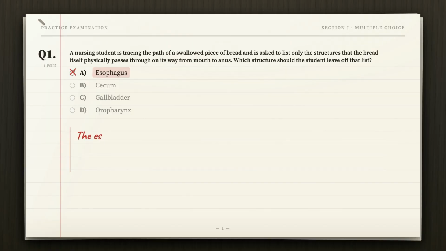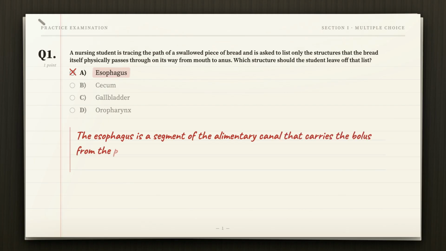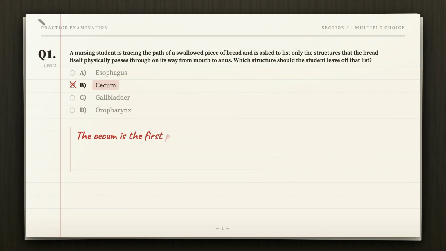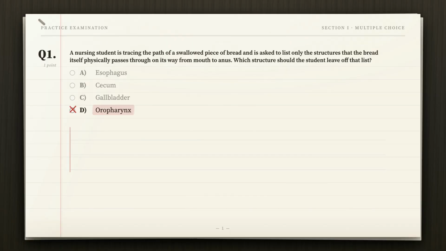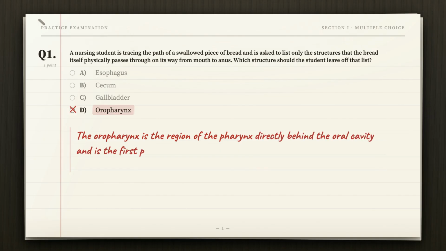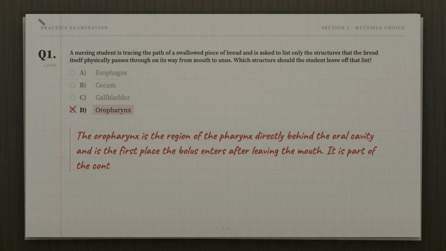A is wrong because the esophagus is a segment of the alimentary canal that carries the bolus from the pharynx to the stomach. Swallowed bread passes directly through its lumen. B is wrong because the cecum is the first pouch of the large intestine and receives material through the ileocecal valve. Indigestible residue from the bread passes through it. D is wrong because the oropharynx is the region of the pharynx directly behind the oral cavity and is the first place the bolus enters after leaving the mouth. It is part of the continuous tube.